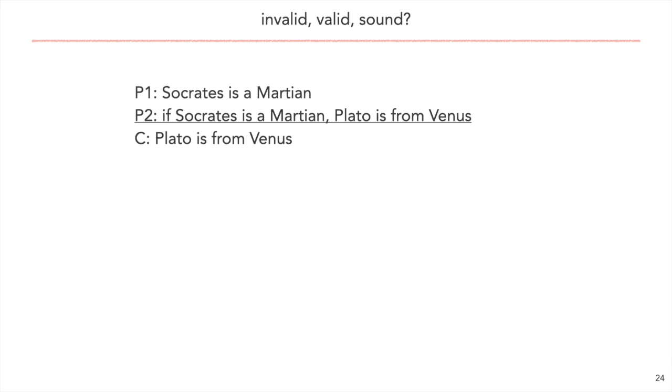So, Socrates is not a Martian. The first premise is false, and so the argument is not sound. It is unsound. It is, however, valid. It is just not possible for the premises to be true and the conclusion false. I think you can just readily convince yourself of that. The argument is of the form premise 1, X, premise 2, if X then Y, conclusion Y. And that argument form is called modus ponens. So that argument is valid and unsound.